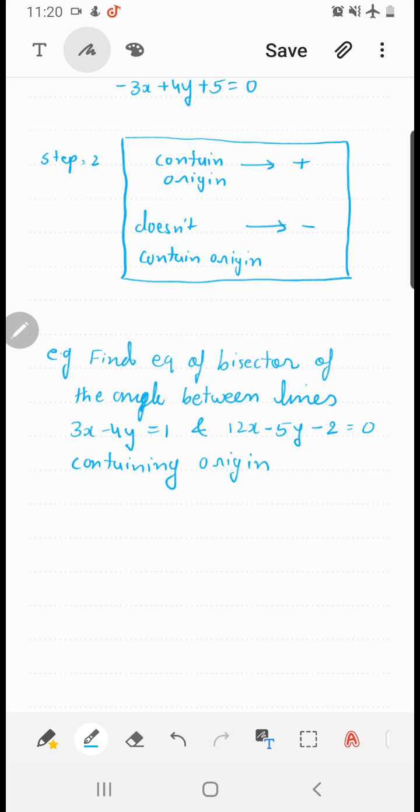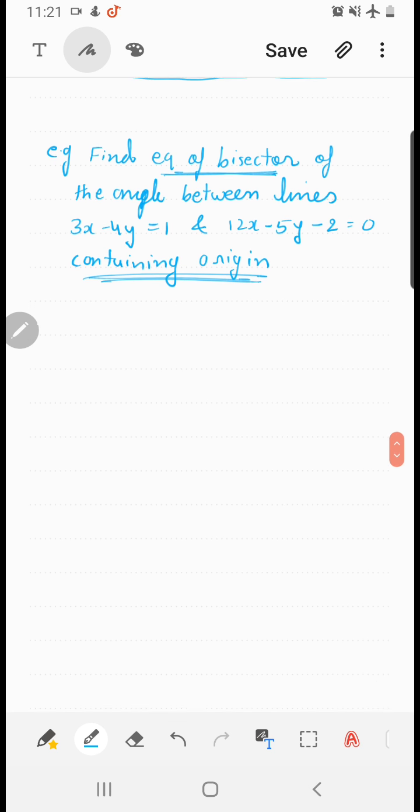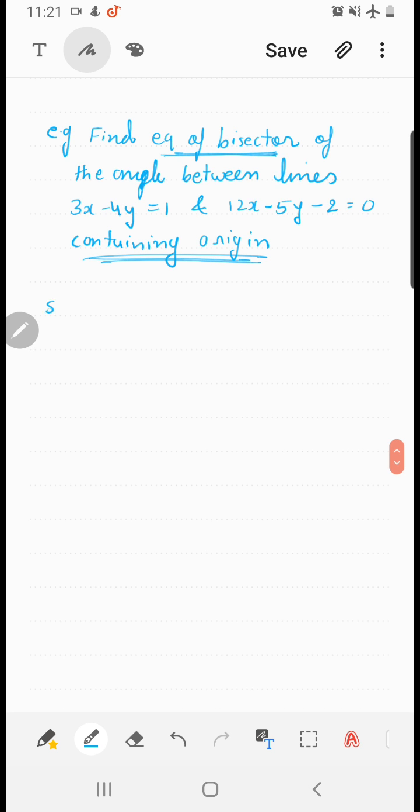Okay, so they want us to find the equation of the bisector containing the origin. In this question, I start with step number 1. Let's take both the equations. We have 3x minus 4y equal to 1, and the second equation is 12x minus 5y minus 2 equal to 0.